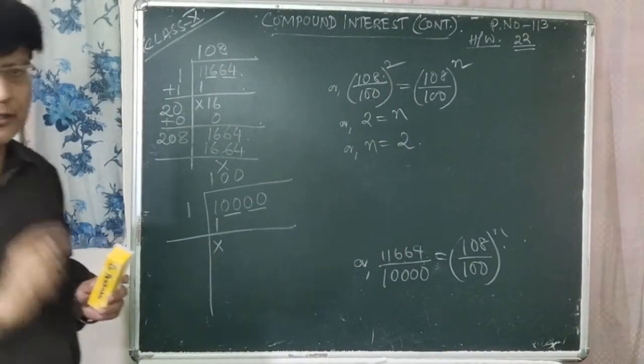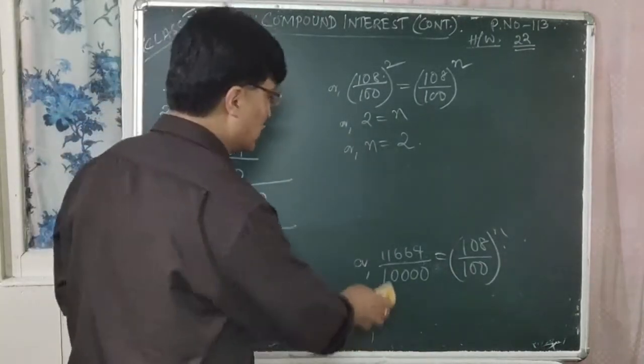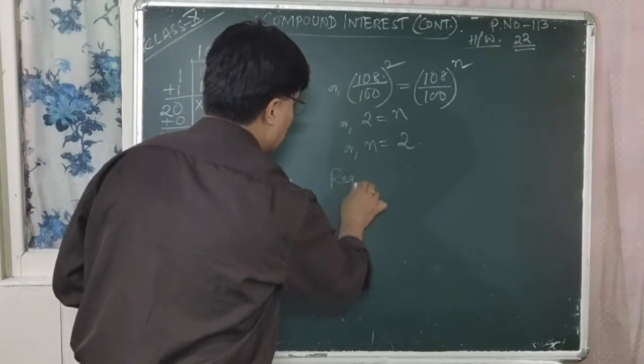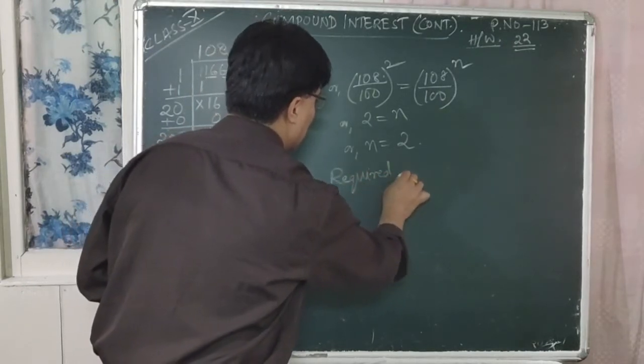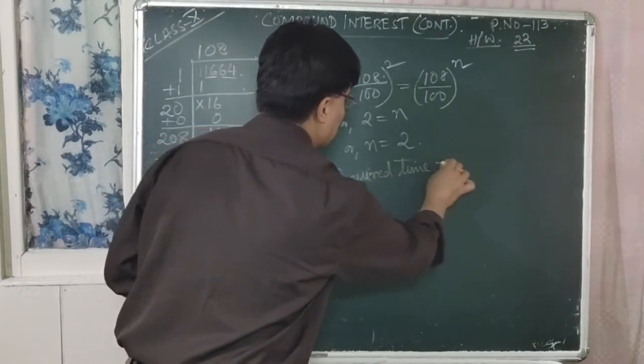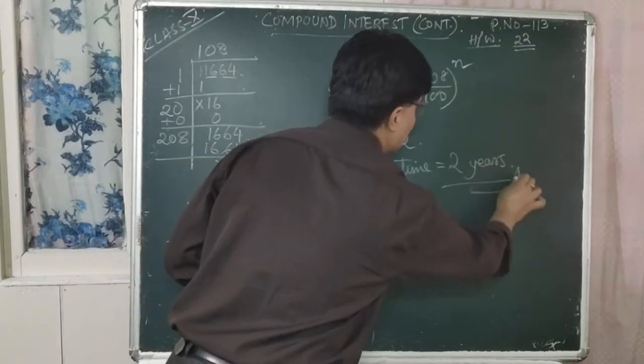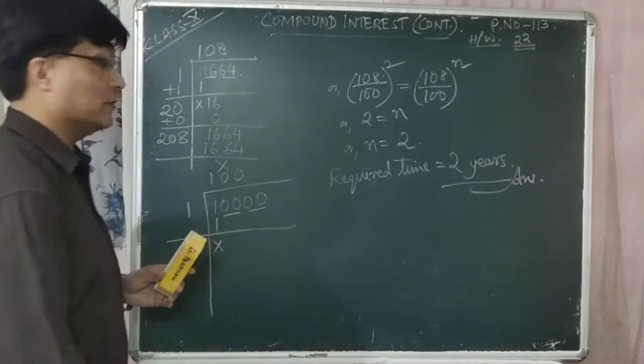That means time is required. So, what is the required time? Required time is equal to 2 years. So, write down the answer. Required time is equal to how many years? It is 2 years. So this is the answer.